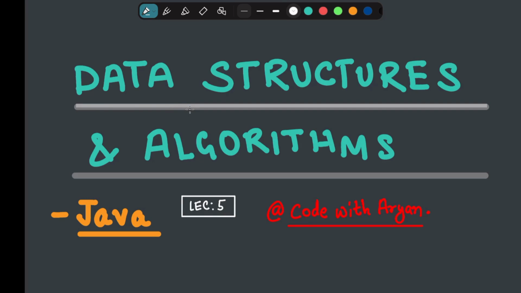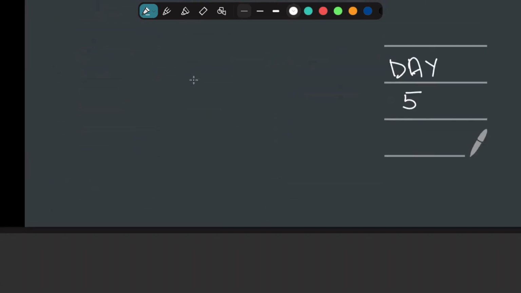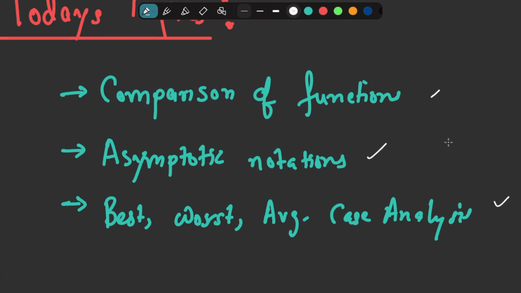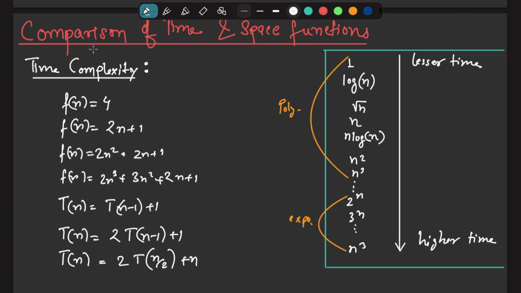As we have seen in the previous lectures, we have done time complexity using recurrence relations and also many running time calculations. So our topics today are comparison of functions, asymptotic notations, and best, worst, and average case analysis. The first topic is comparison of time and space functions.